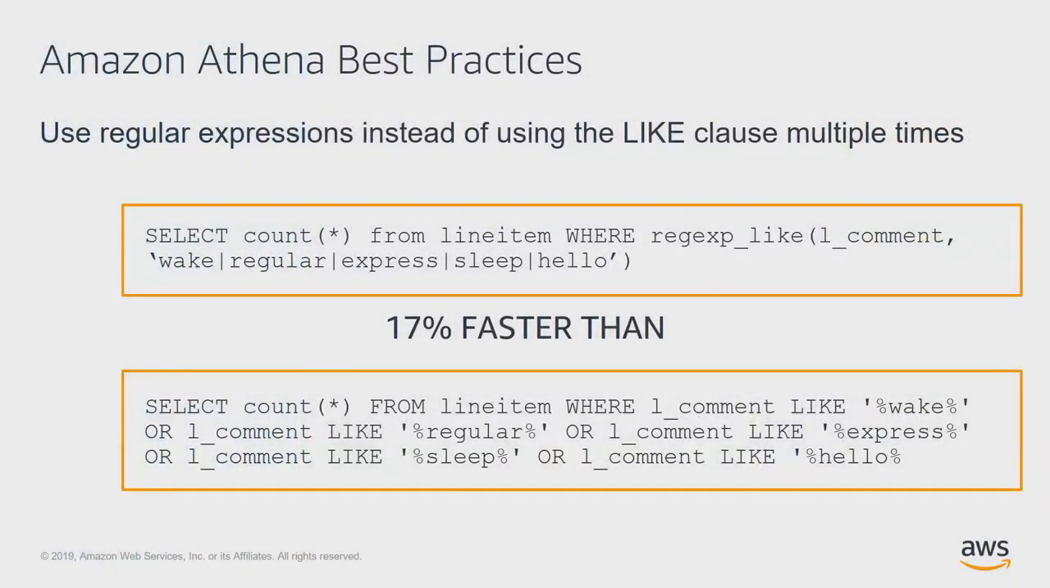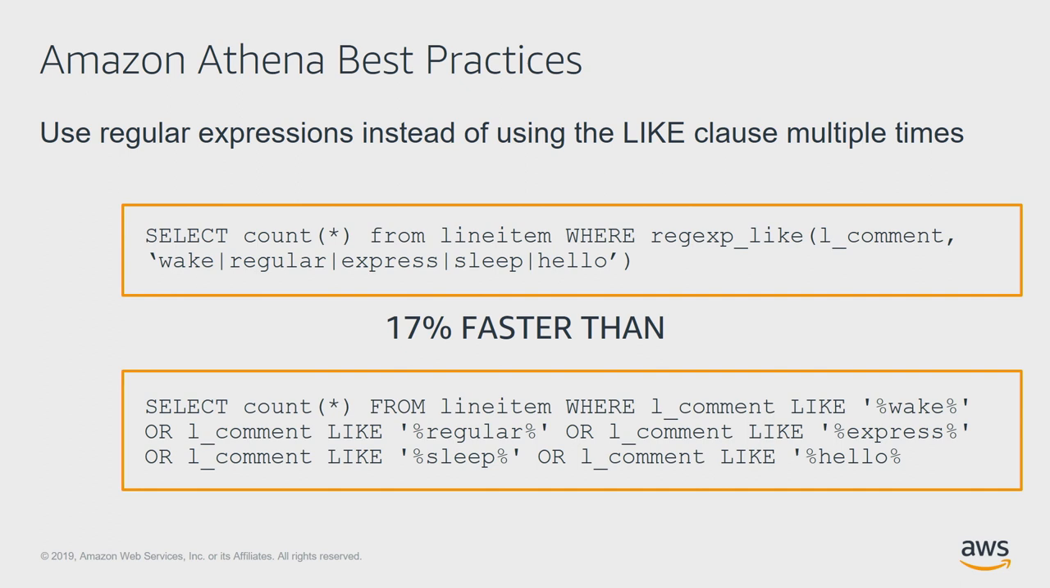So let's look at some other best practices here, and these really have to do with how you format your SQL queries. Here we see a traditional SQL query where you want to get some data from the comment field of a line item table where it includes the words tweets or regular or express and a few others, and you do that by chaining together a bunch of like statements. That's not an optimal way to run that query with the Athena analytics engine. By rather using a regular expression, as in the top example, you're able to see a 17% improvement in the performance of that query.